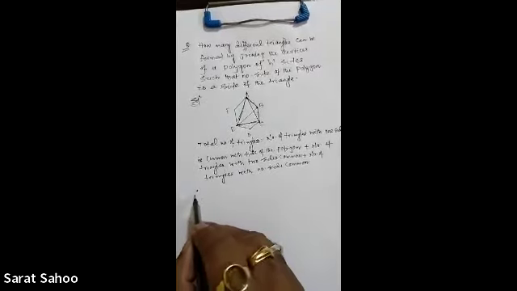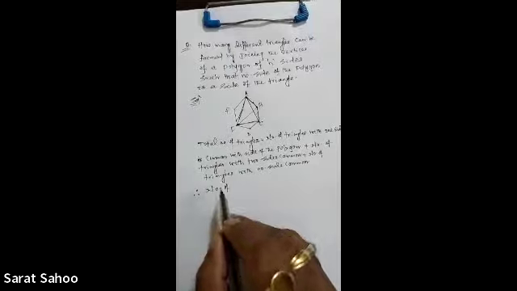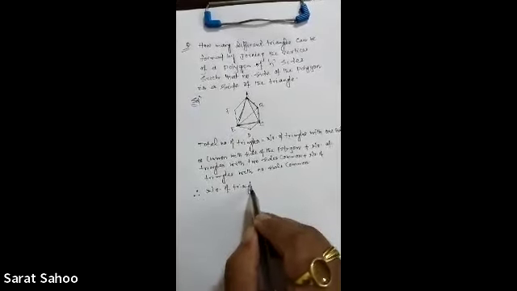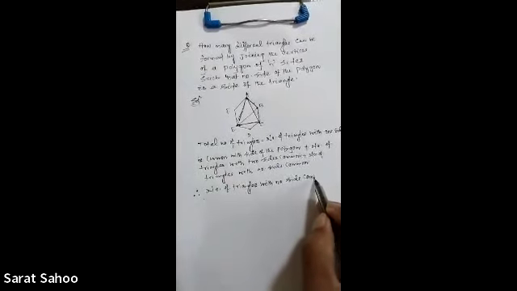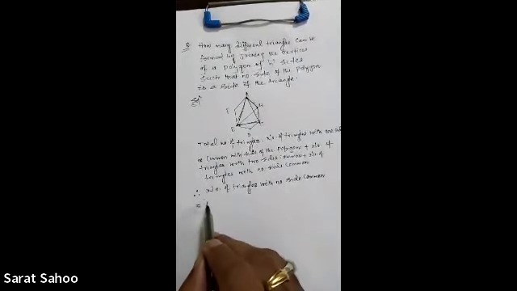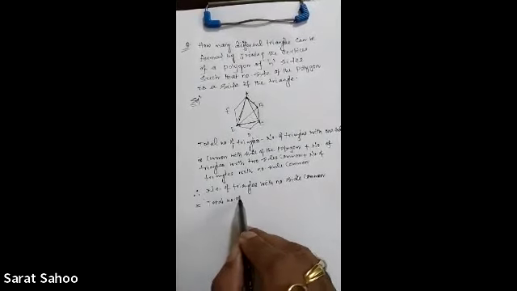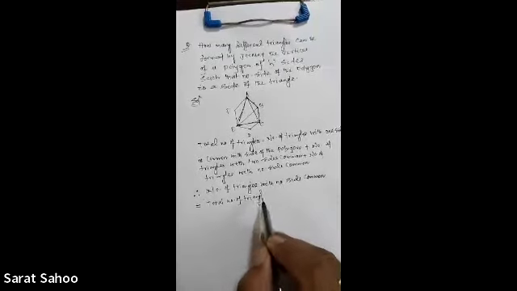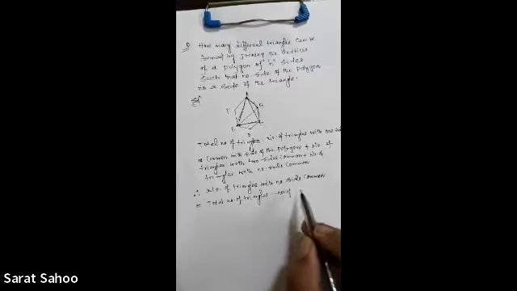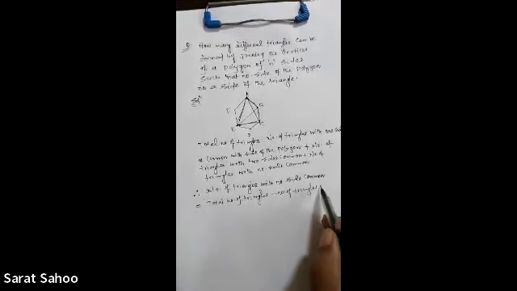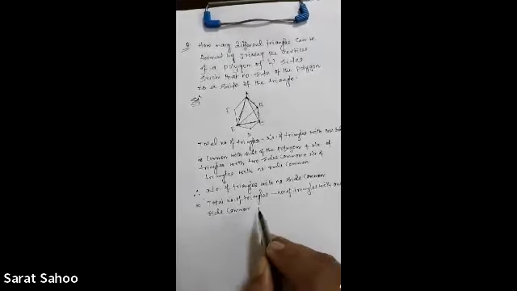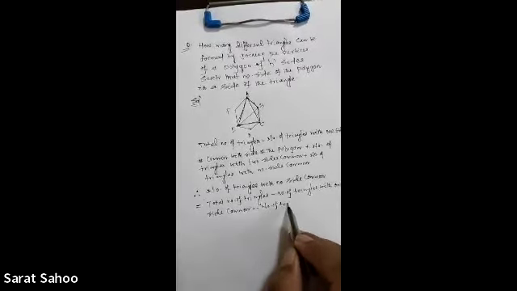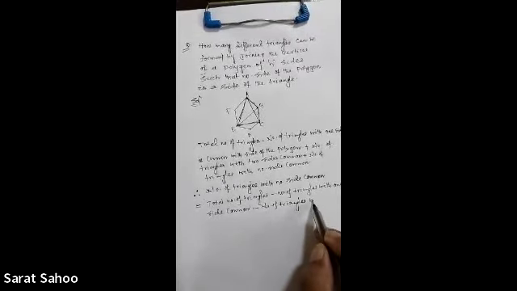Okay. Thus number of triangles with no side common is equal to total number of triangles minus number of triangles with one side common minus number of triangles with two sides common.